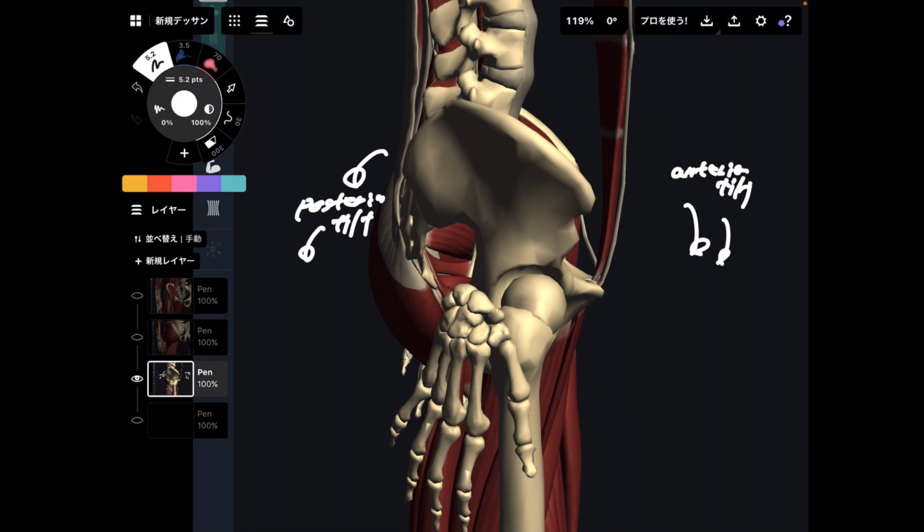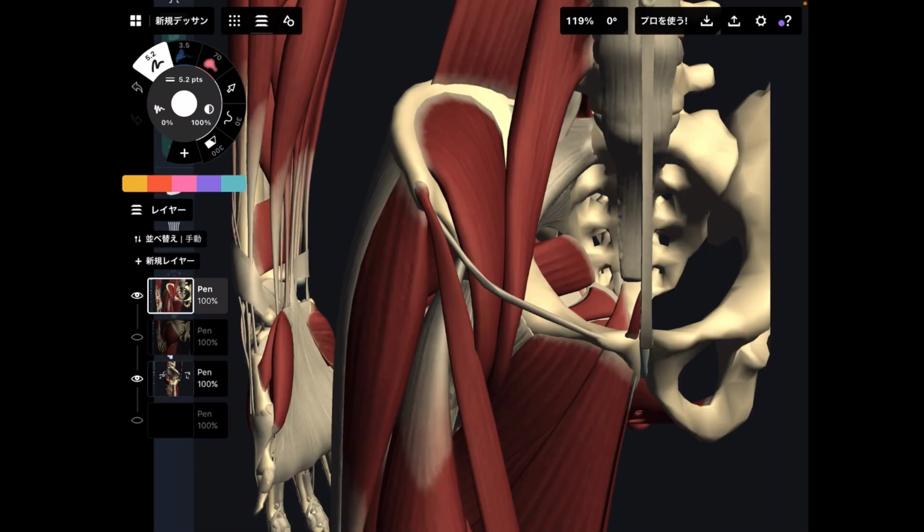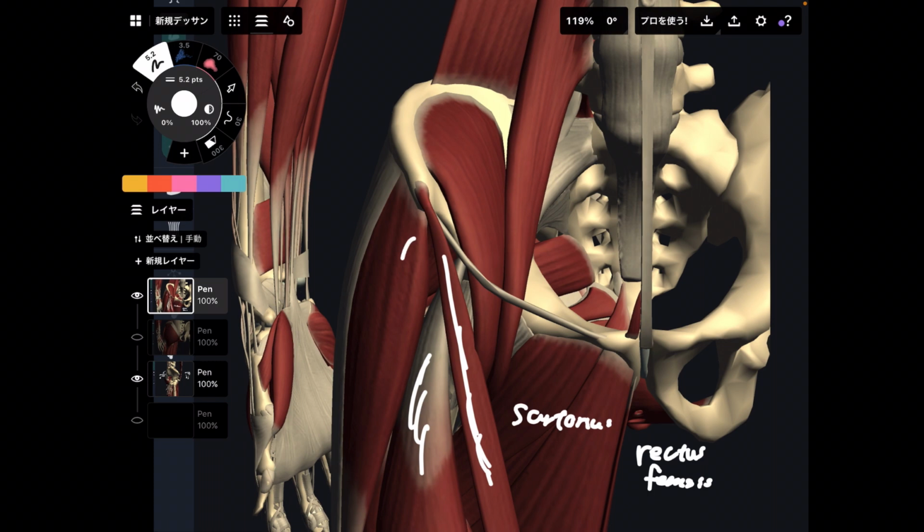Alright, let me explain anterior tilt muscles. So basically, anterior tilt muscles are anterior hip muscles and anterior thigh muscles, like this one. This is rectus femoris. Rectus femoris is part of the quadriceps. Next one, this is sartorius. The other one, this is tensor fasciae latae.